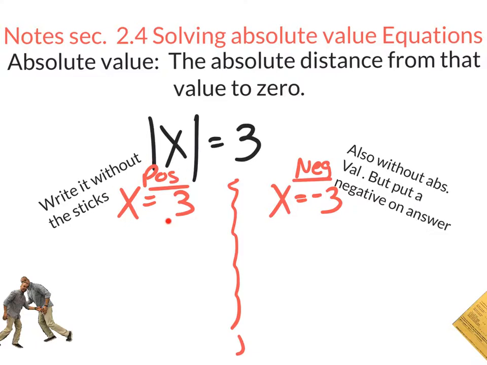The positive situation is writing it exactly the way it is without the sticks. The negative situation is the same thing, but you put a negative on your right side. Okay? Now this is obviously way too easy. Let's go for something a little more challenging.